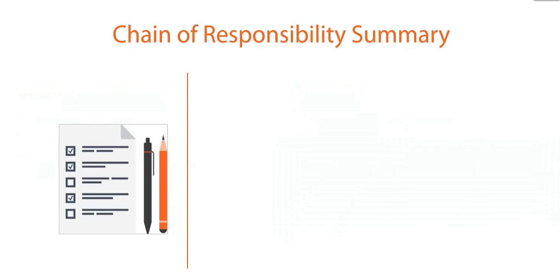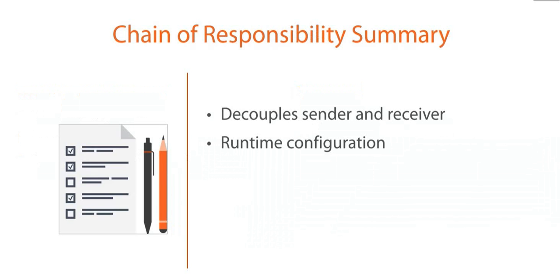Just to recap what we've learned with the chain of responsibility pattern. It decouples the sender and receiver from requests. So the sender doesn't have to know who's going to handle its request, and the receiver doesn't have to know who the sender was necessarily. You can configure this at runtime, and that can be helpful or it can be dangerous as far as your application is concerned. Usually that flexibility is looked upon as a positive thing though.